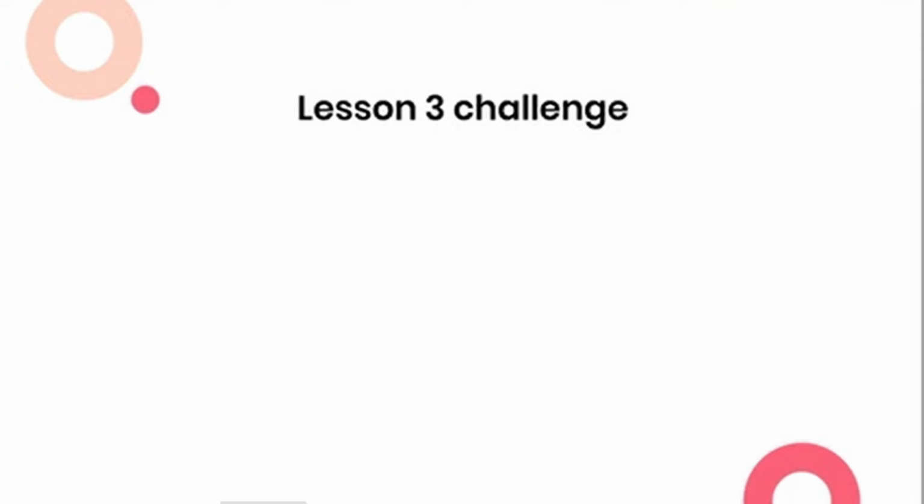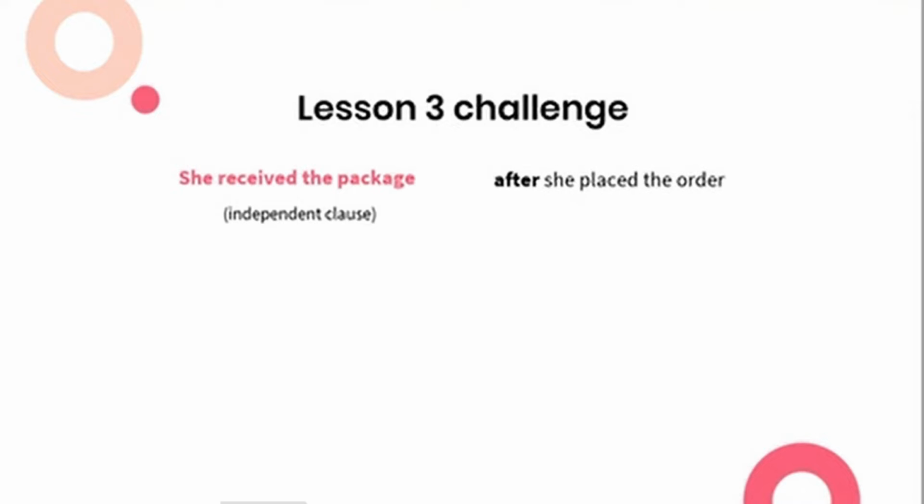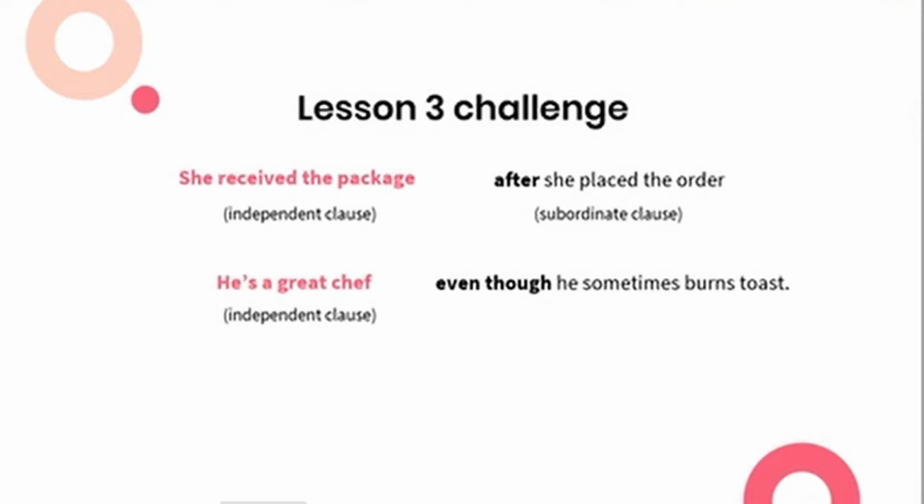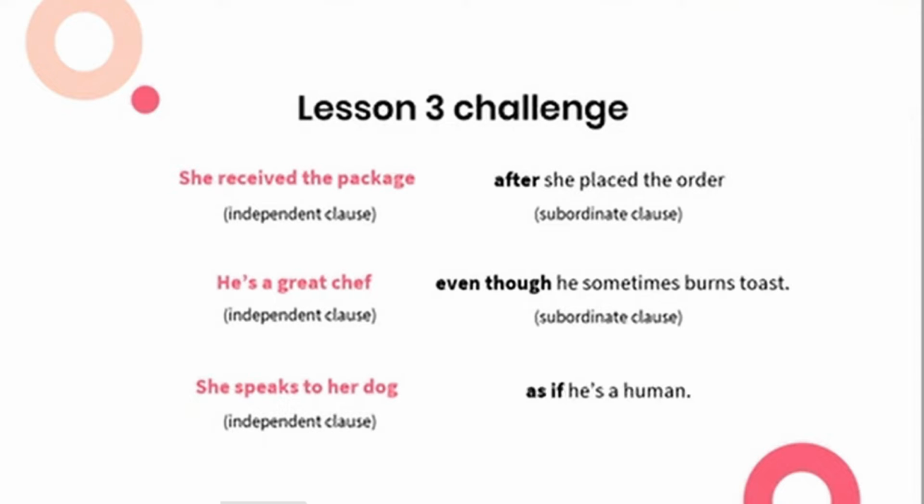Here are some sentences I came up with. She received the package, that's our independent clause, after she placed the order. That's our subordinate clause. He's a great chef, that's our independent clause, even though he sometimes burns toast. That's our subordinate clause. She speaks to her dog, that's our independent clause, as if he's a human, that's our subordinate clause.